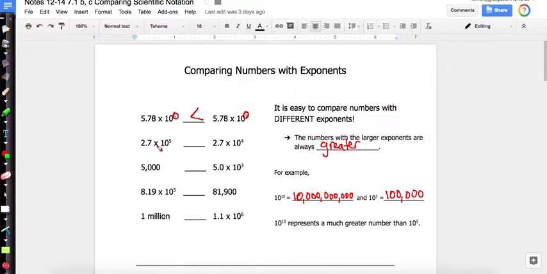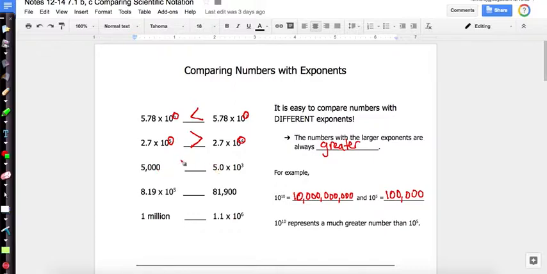Okay, example number 2 says 2 and 7/10 times 10 to the 5th, so circle the 5. And 2 and 7/10 times 10 to the 4th, circle the 4. And how does 5 compare to 4? It's greater, so my arrow points to the right.